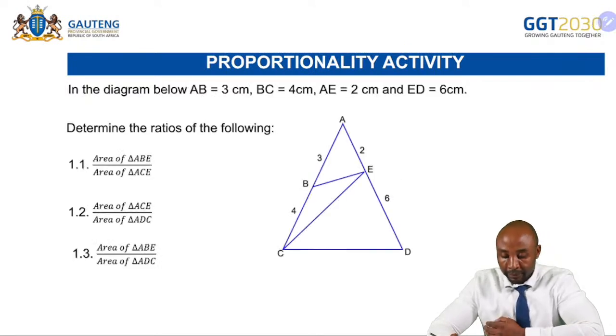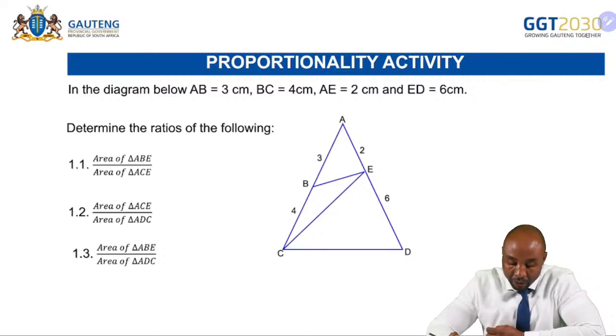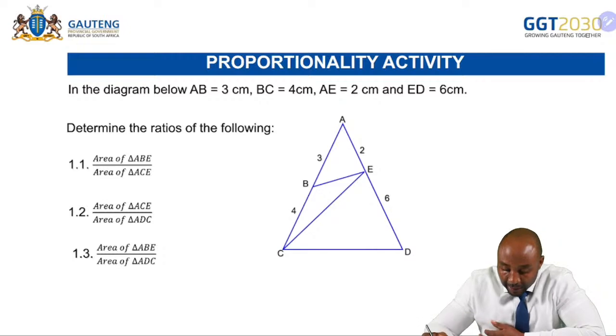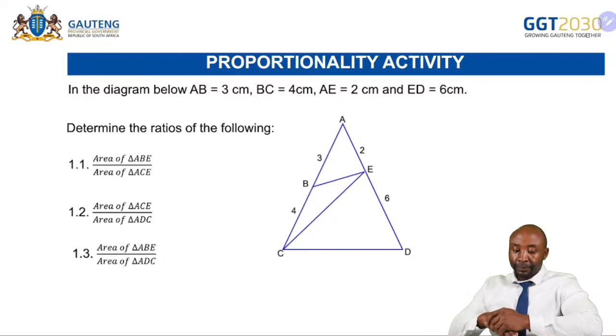Now, let's do that activity. I'll give you some time to look at the diagram. In the diagram below, AB is 3 centimeters, BC is 4 centimeters, AE is 2 centimeters, and ED is 6 centimeters. Determine the ratios of the following. I'll give you 5 minutes, and then we are going to do it together.